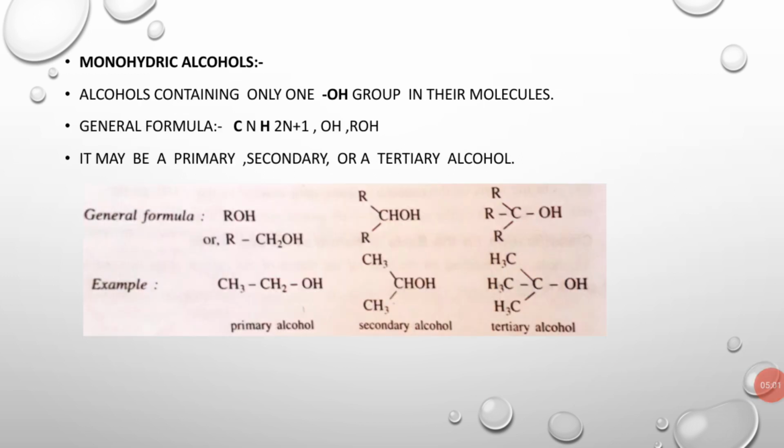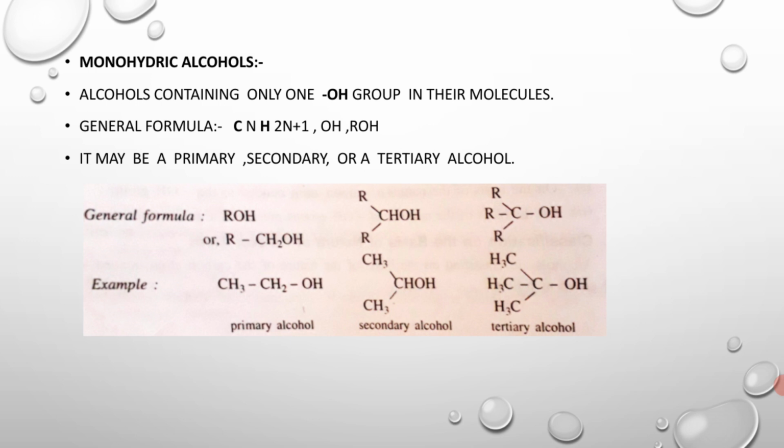Monohydric alcohols. As we know, in the definition of monohydric alcohols, there may be only one hydroxyl group attached to their molecules, and its formula is CnH2n+1, where n is the number of integers which start from 1 and end up 2, going on and so on. Here, it may be a primary or secondary or a tertiary alcohol.